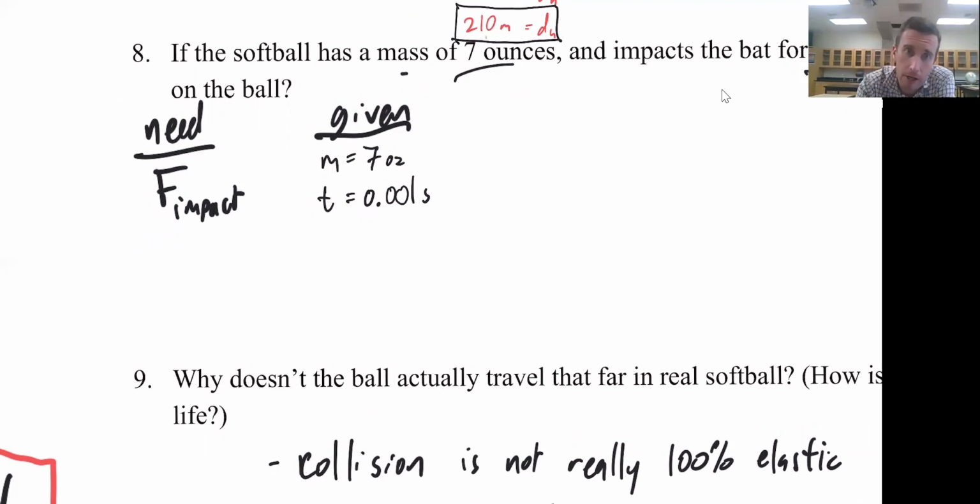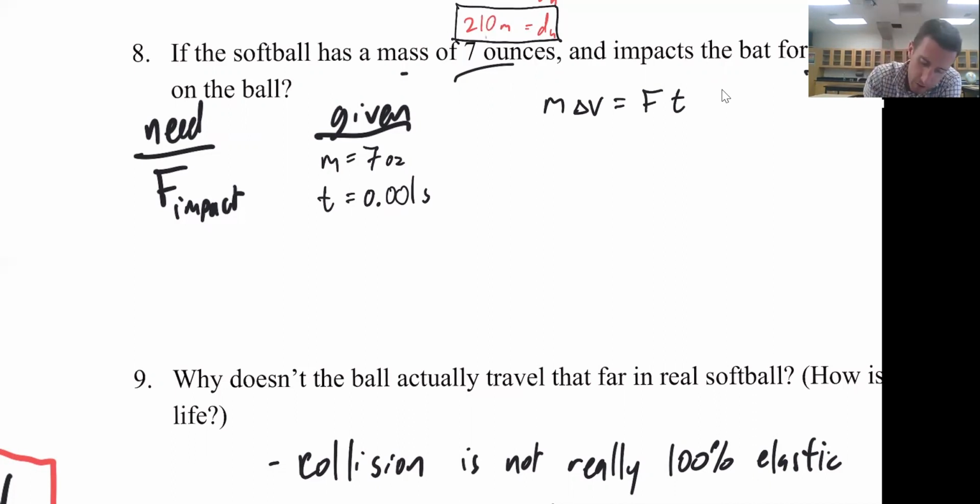For starters, I'm going to look for the right equation. I need one that has force, time, and mass. And I think the one to go with is mass times the change of velocity is equal to the force times the time. So the force of impact times the time of impact. And then I'll need to figure out my change of velocity as well. Actually, I'm going to do the change of velocity in just a second.